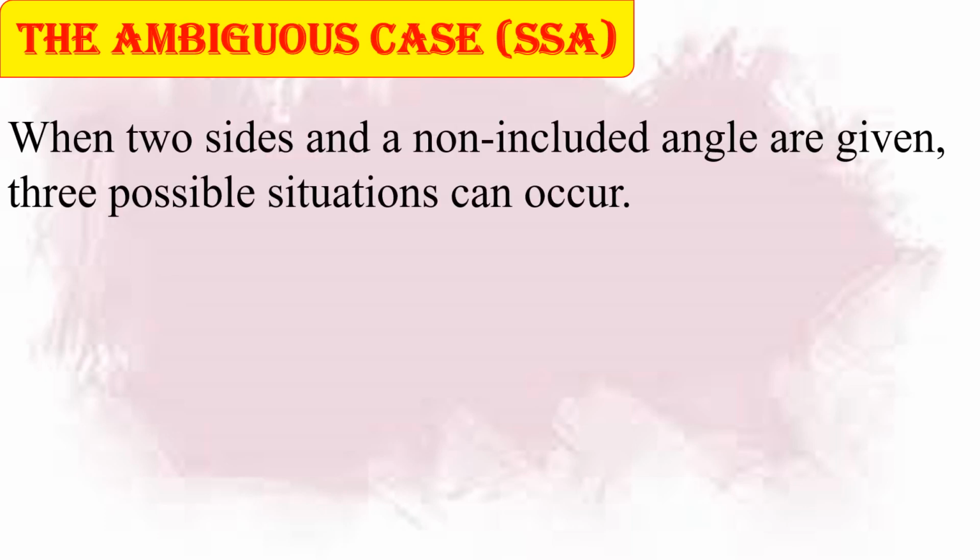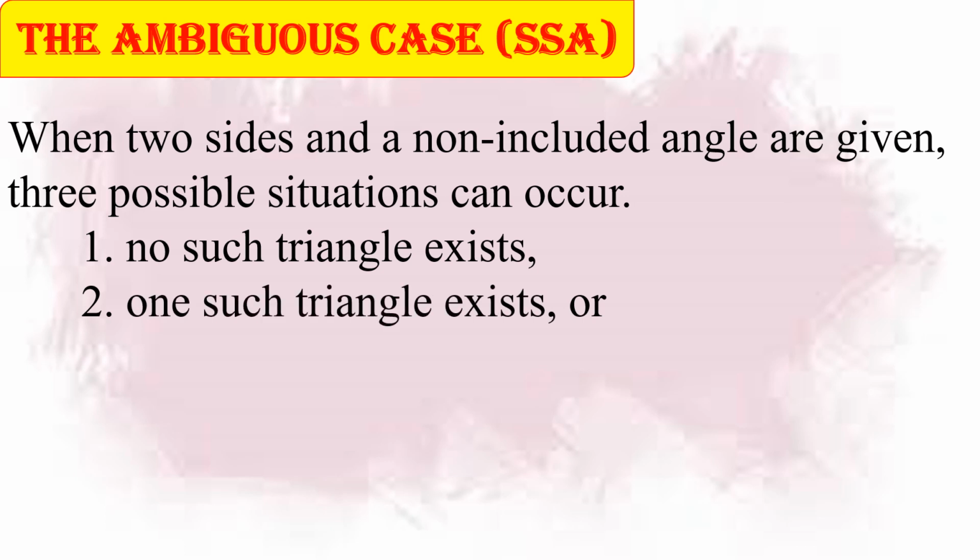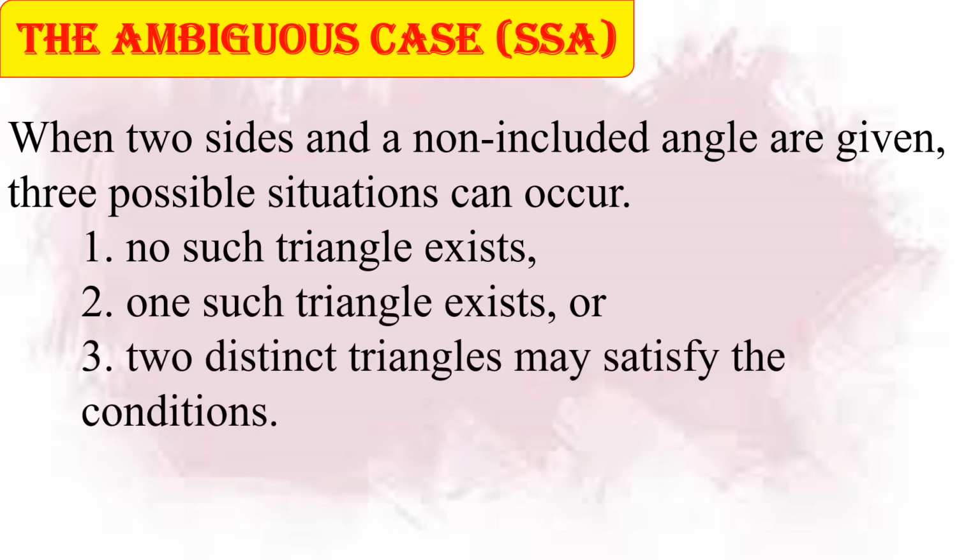Now let's proceed to the ambiguous case, the SSA. The ambiguous case, when two sides and a non-included angle are given, three possible situations can occur. So what are those? The first one is no such triangle exists. Number two is one such triangle exists. Or number three, two distinct triangles may satisfy the conditions.